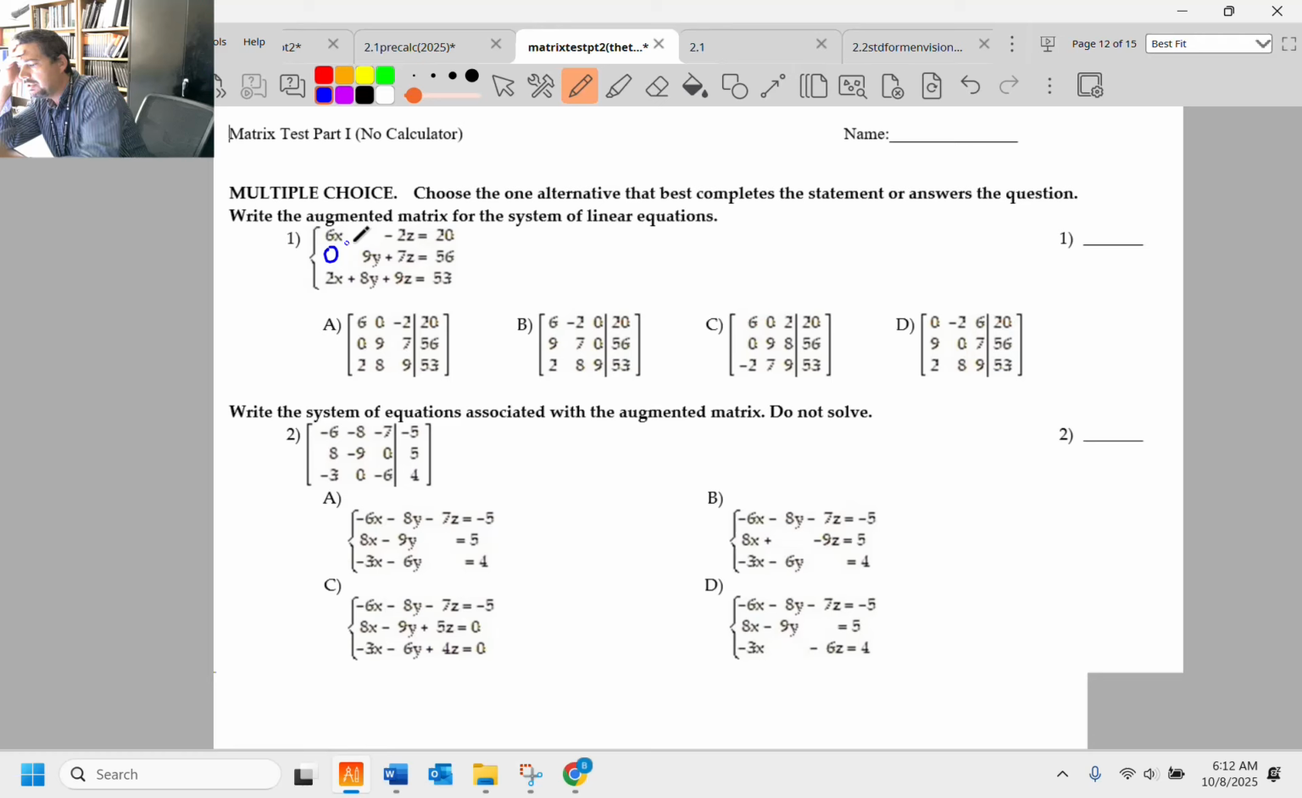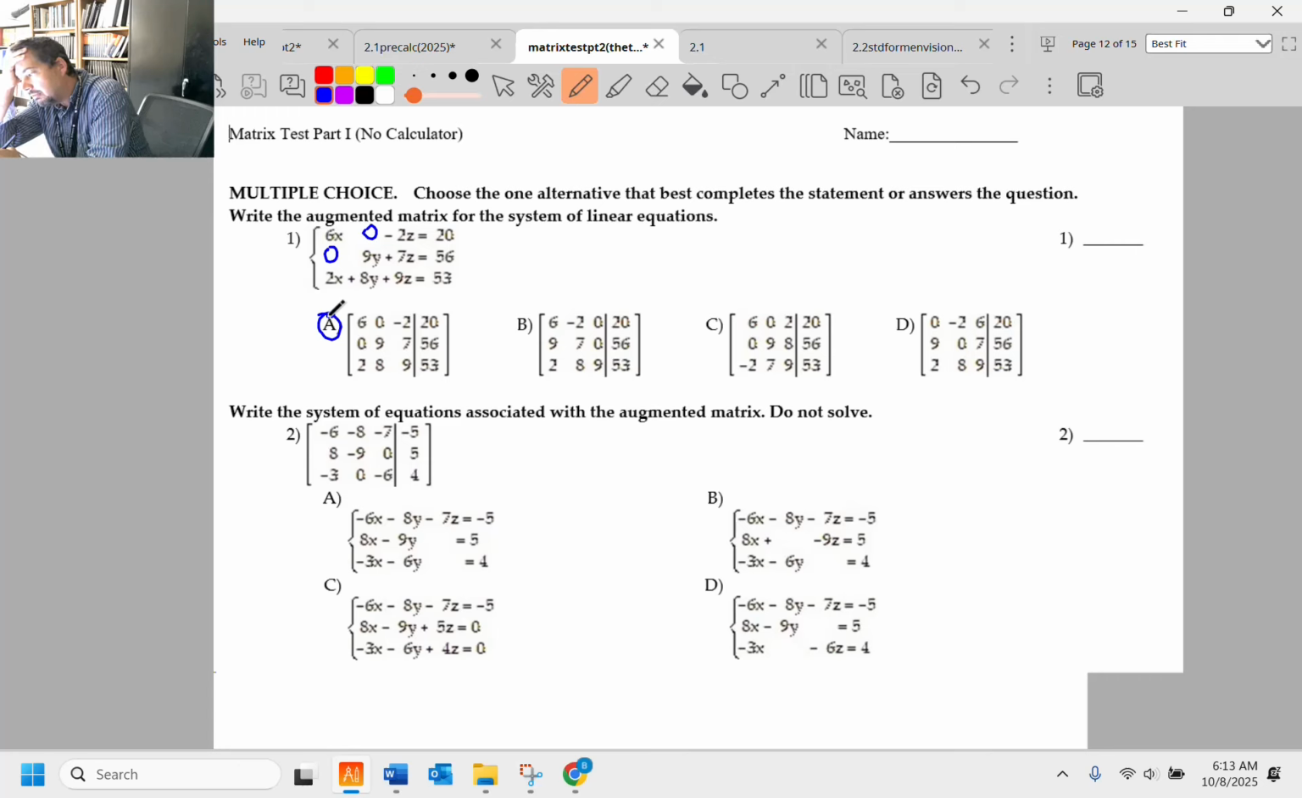Like, I should see a 0 on that column, right? 602. This column's about Y. I should see 098, -279, 20, 56, 53. It's choice A. And there were kids that missed it. It did happen. It did.